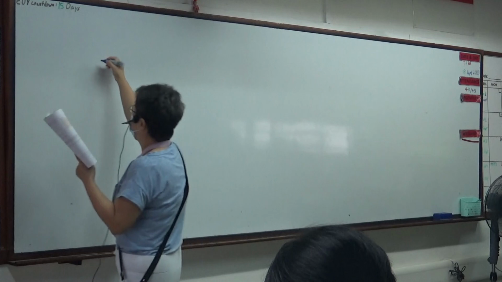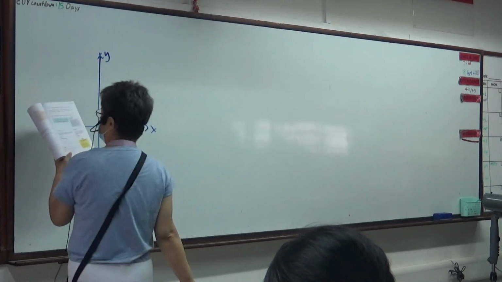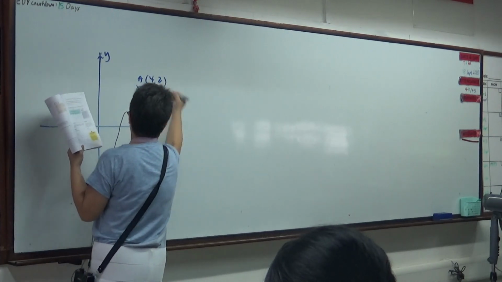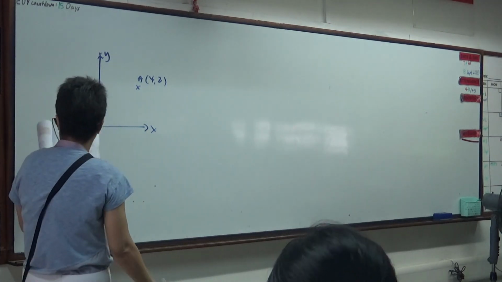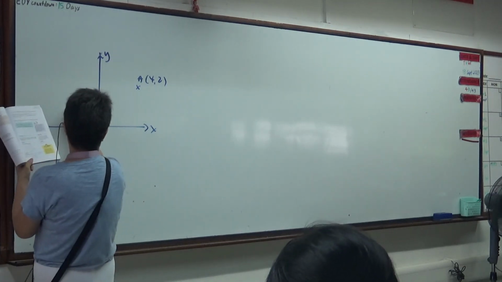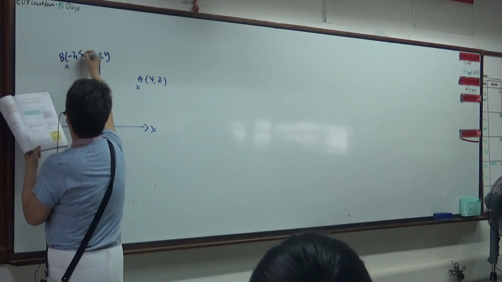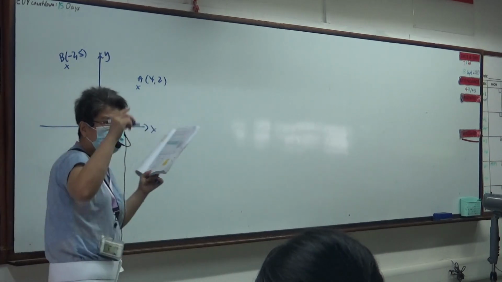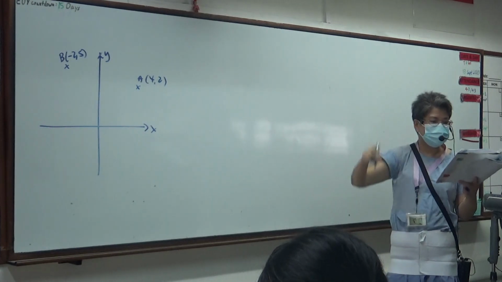I'm just going to sketch this out. First, A is (4, 2), so somewhere here. Agree? Okay, next one, where's B? (-2, 5). That means it's above. Agree? It must be above, correct? Because 2 and then 5 mark. Correct? Yes or no? Okay, C is where?